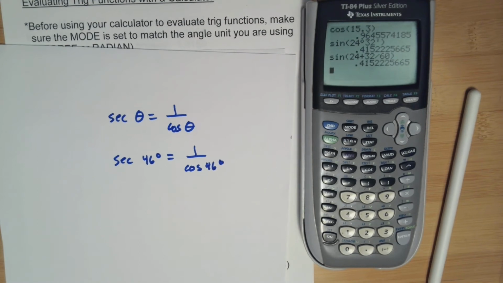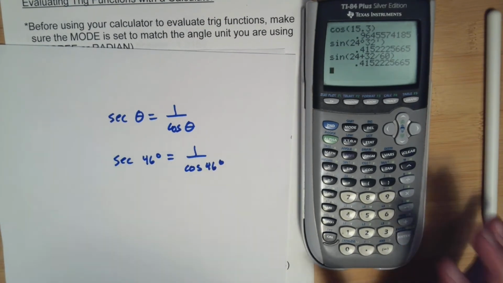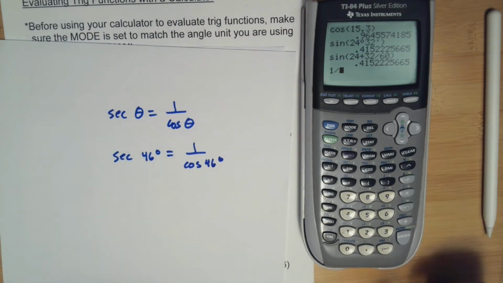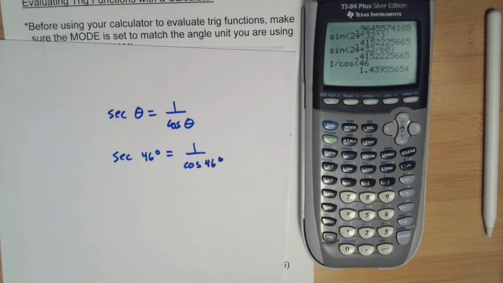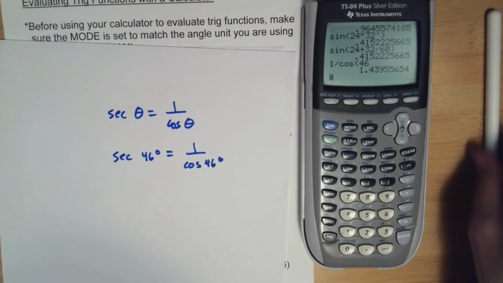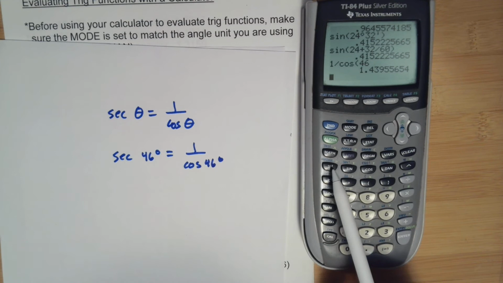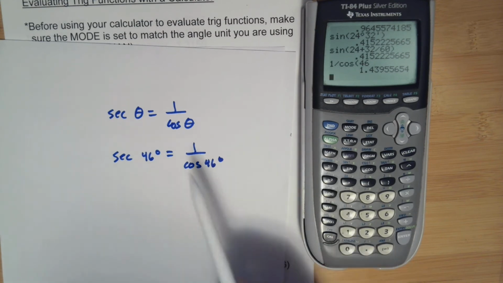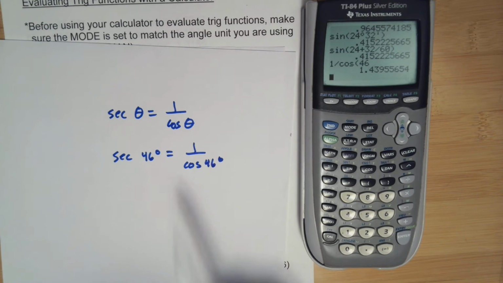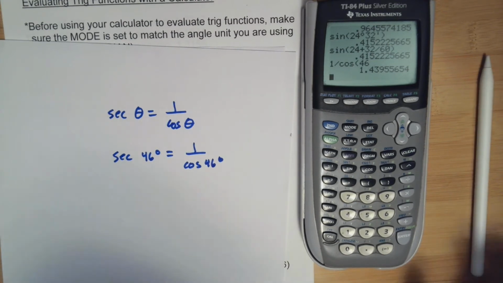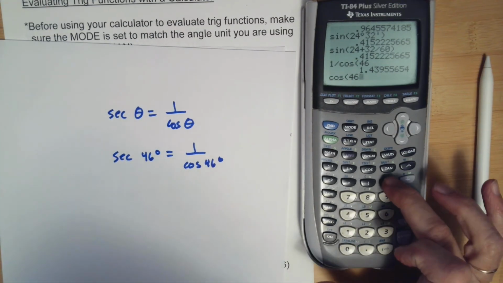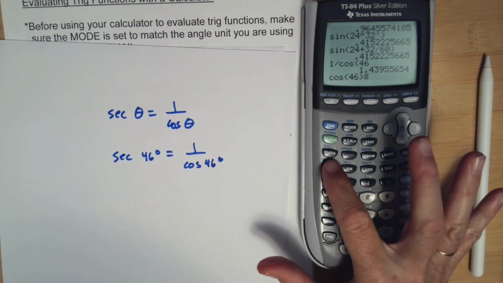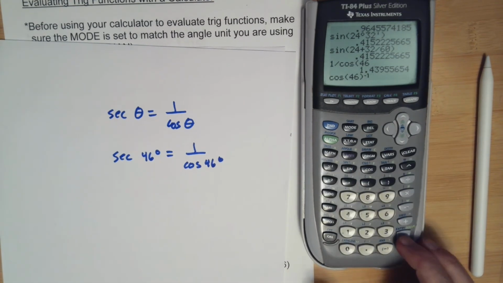So we can do that a couple different ways. The first way is just to do the fraction 1 divided by the cosine of 46 equals 1.4396. The other way would be to use this button right here, which is our reciprocal button. This will do the same thing as typing 1 over the cosine of 46 degrees. So what I can do instead is say cosine of 46, close my parentheses, and then take the reciprocal, and I'll get the same thing.